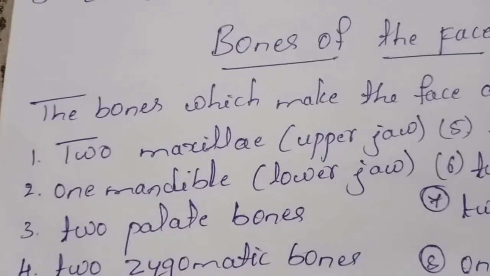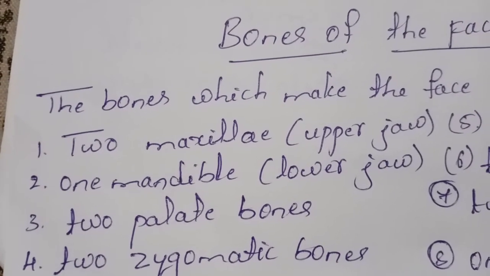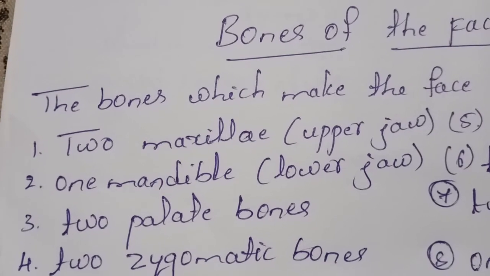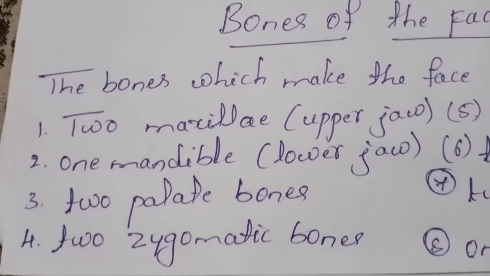Next, third one, palate bones. They are 2 in number. They form the roof of the mouth cavity and the hard palate.